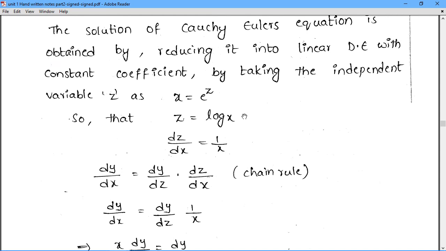e power 2z, then x square. e power 3z, x cube. e power minus z, 1 by x. e power minus 2z, replace it with 1 by x square. e power minus 3z, we have to replace with 1 by x cube. So like this, we have to replace z as log x. So z is log x.